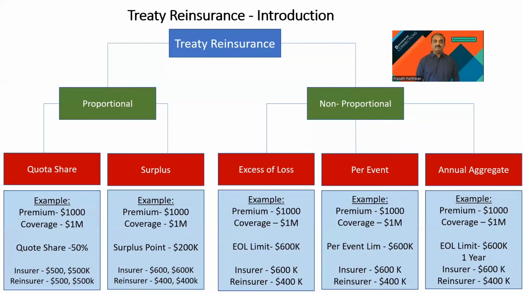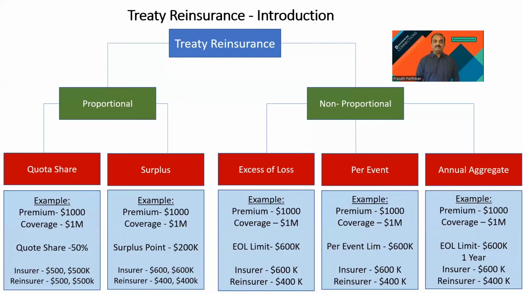Coming to non-proportional, we have three broad categories. The first category is called excess of loss. As I said, in case of non-proportional, the premium and the loss coverage are not shared proportionately. In this example, the premium is $1,000 and the coverage that the customer requires is 1 million. We have a limit, which is nothing but the excess of loss limit, which means until that limit, the insurance company will take care. Only the remaining amount will be given to the reinsurance company. In this case, 600K is the limit. So the 600K loss limit will be taken care of by the insurance company. The remaining amount will be 100% taken care of by the reinsurer. Until the loss exceeds 600K, the reinsurance company will not come into play. After 600K, any loss, the reinsurance company will take over.